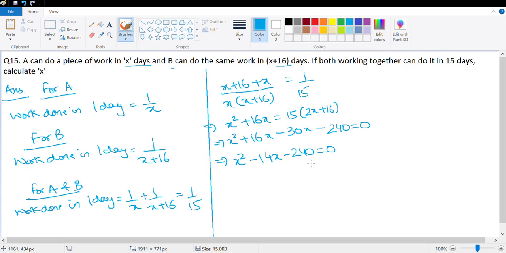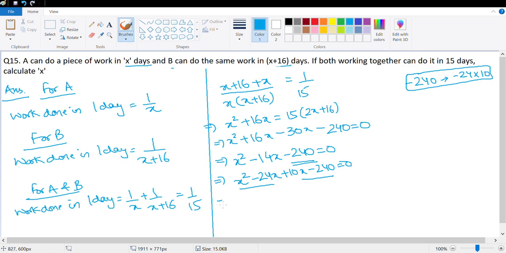So I need to find factors of negative 240, the sum of which should be negative 14. This one is simple as well. That would be negative 24 into 10. That would give me a sum of 14 and with a negative sign. So I break up negative 14 as negative 24. So x square minus 24x plus 10x minus 240 is equal to 0.